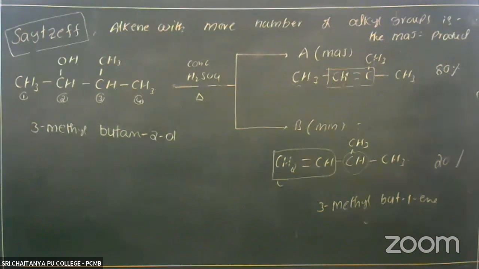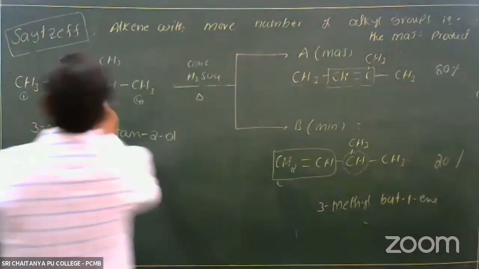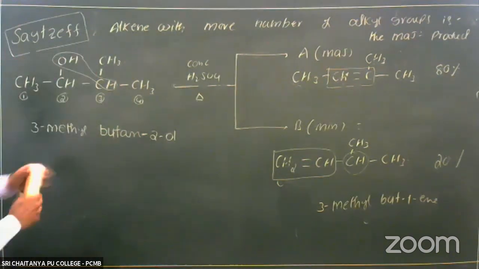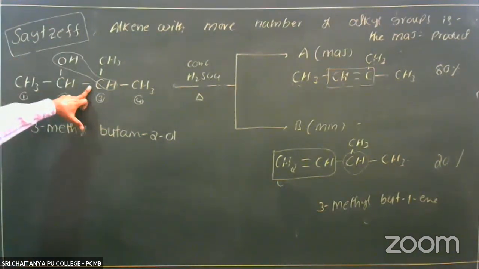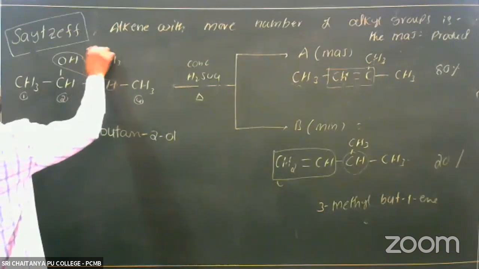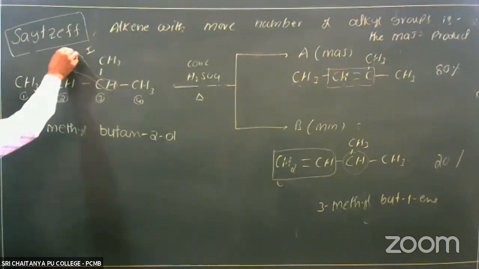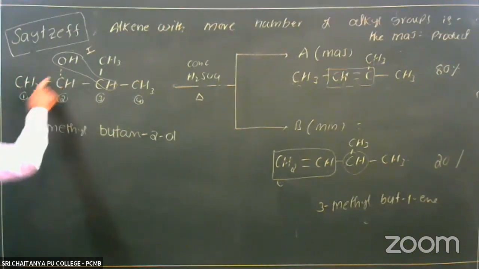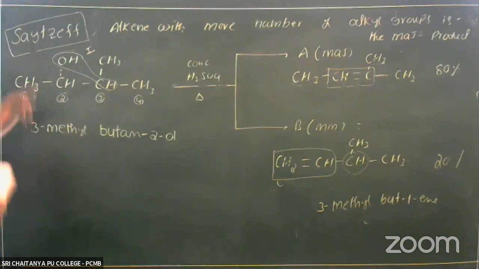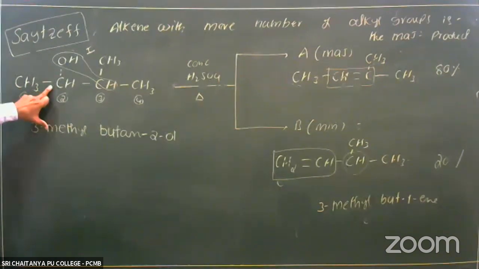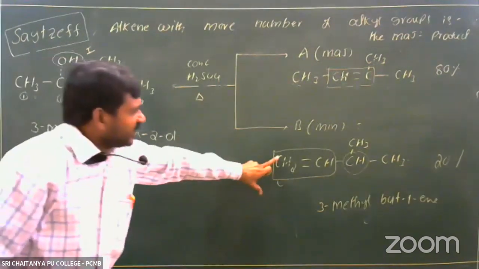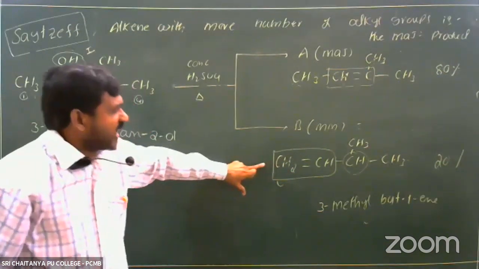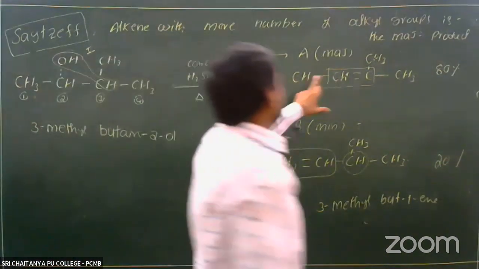So these are the 2 possibilities. First possibility: this OH and this H are involved in a dehydration reaction, and a pi bond is formed here. Second possibility: this OH and 1 of these 3 hydrogens, in the form of H plus, are involved in dehydration, and now the pi bond is formed here. So here the double bonded carbon is attached with 2 hydrogens, no alkyl group. Here it is attached with an alkyl group.